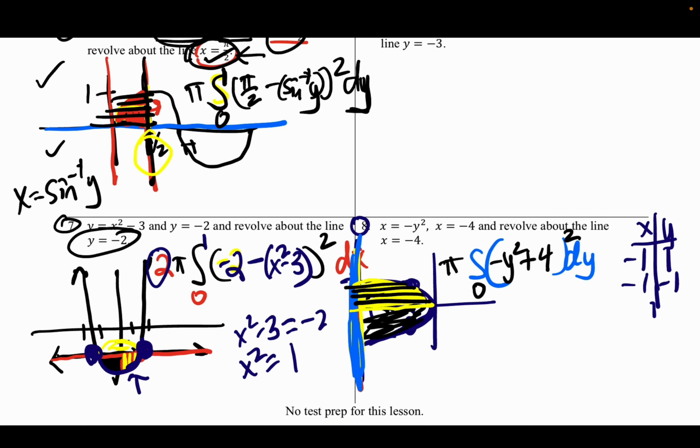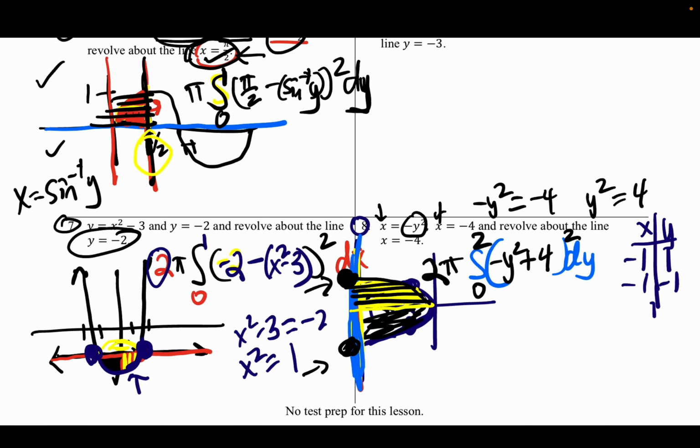And I'm going to go from 0 to wherever these meet. So I'm going to say, where does negative y squared meet negative 4? Be careful, because this is an x equals, and so is this. So I can just set those equal to each other, but be careful. So where y squared equals 4, so this one would happen at 2. This one would happen at negative 2, but I'm going to double it and go from 0 to 2.